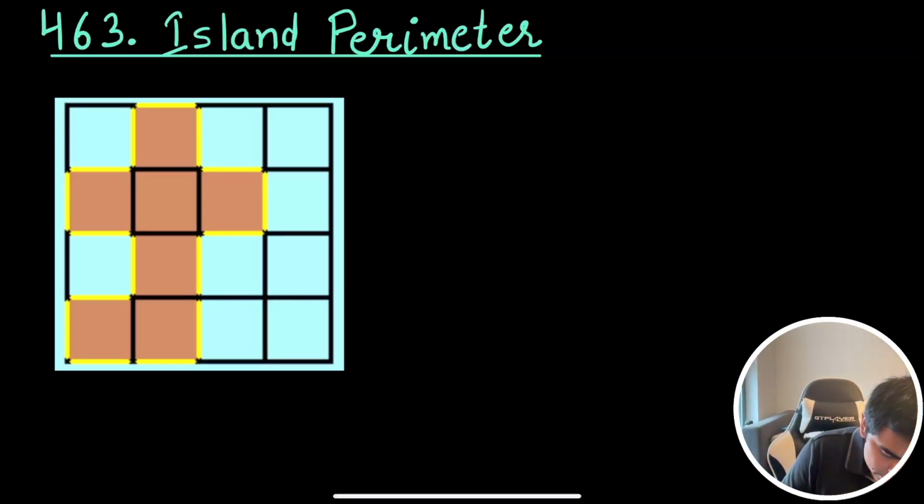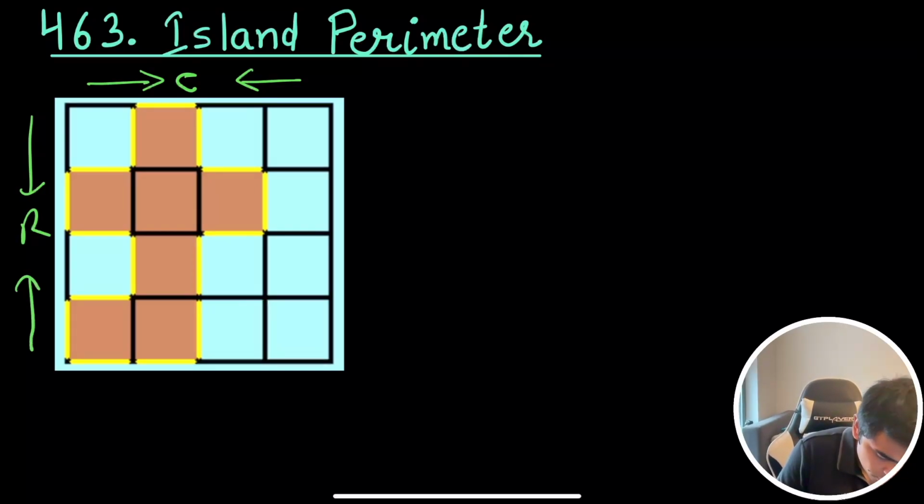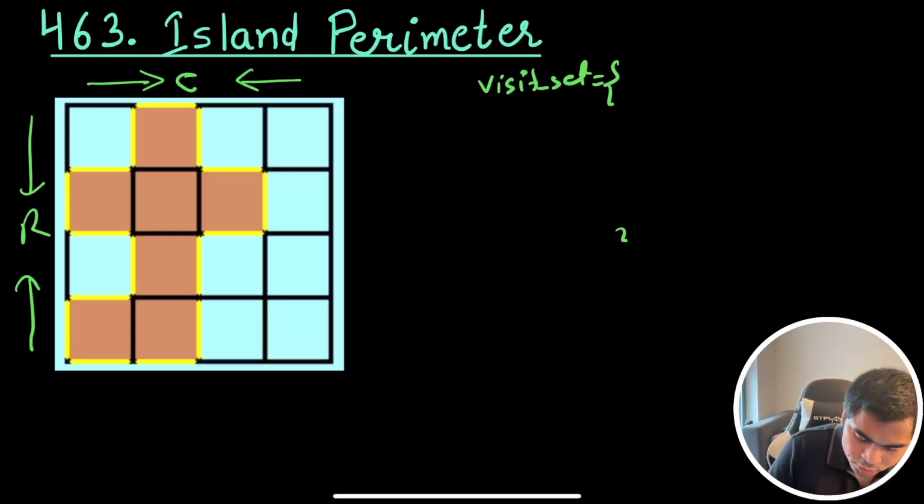So let's say this is the column length, so let's call it C. Then this is the row length, let's call it the row of the grid. Then we are going to have a visit set. This visit set will basically contain all the nodes that we have visited.